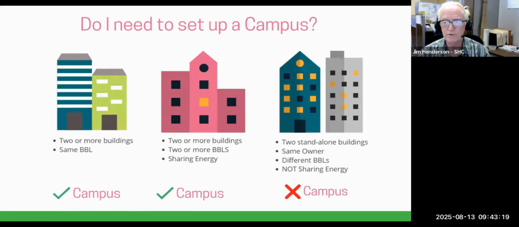In the middle, we have 2 or more buildings and 2 or more BBLs, but they share energy. They also have to be submitted as a campus. On the right, we have 2 standalone buildings, same owner, different BBLs though, and they're not sharing energy. Those are not submitted as a campus. So you submit those individually. You don't go through the campus process.